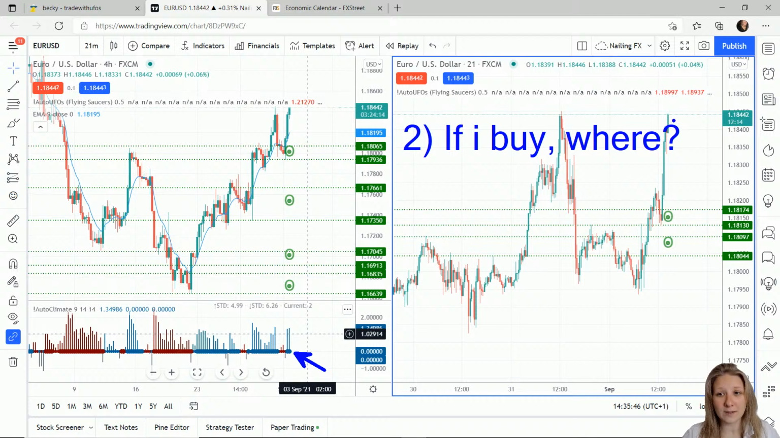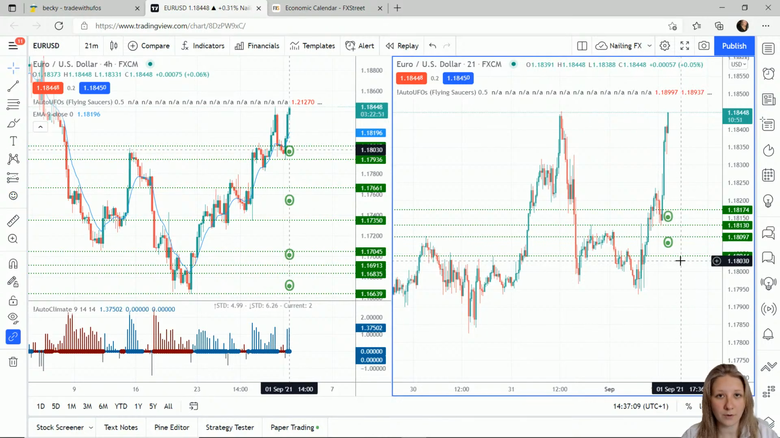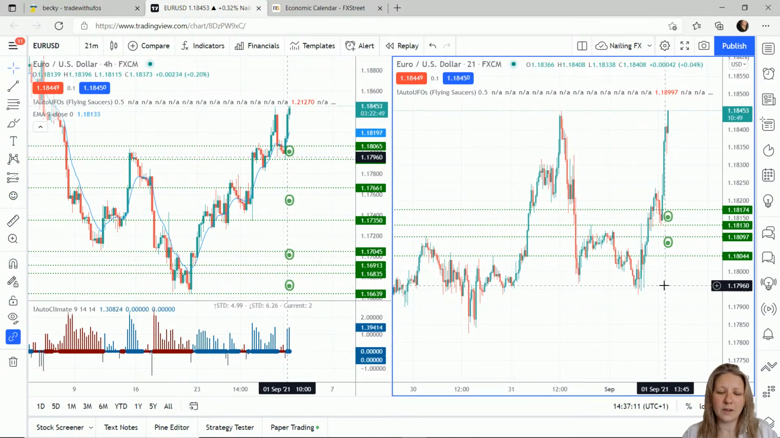It also means that we get in as price retraces, so we get in at a lower price, so our risk decreases. We also have a place where we're objectively wrong, which tells us exactly where to put our stops. And it also gives us more room to the upside as well. So that's why we answer that second question, if I buy where, and we use the AutoUFOs to help us with that. Now you might think, okay, hold on.